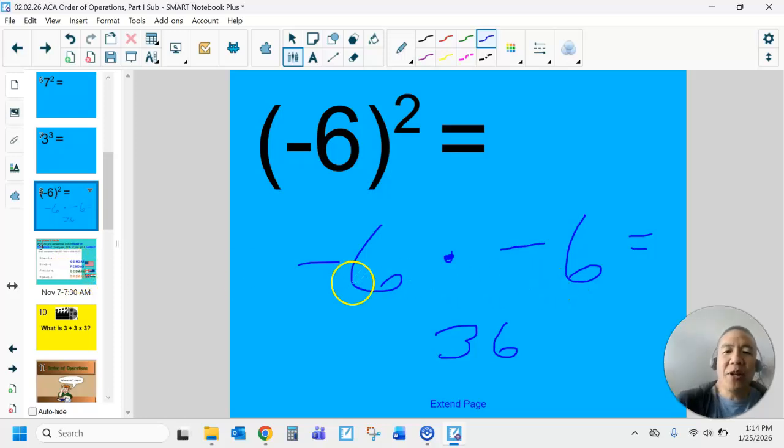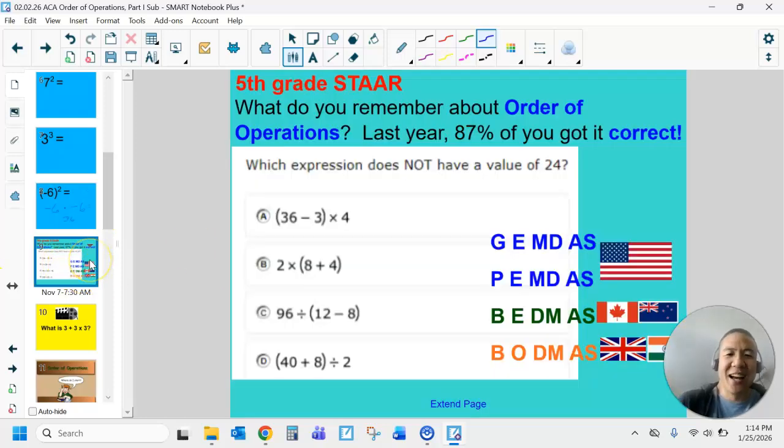So now that we know how to do exponents, it's time to learn order of operations. Last year, you did learn about order of operations in 5th grade. I'm sure your teacher probably told you you'll worry about the E part of it next year.